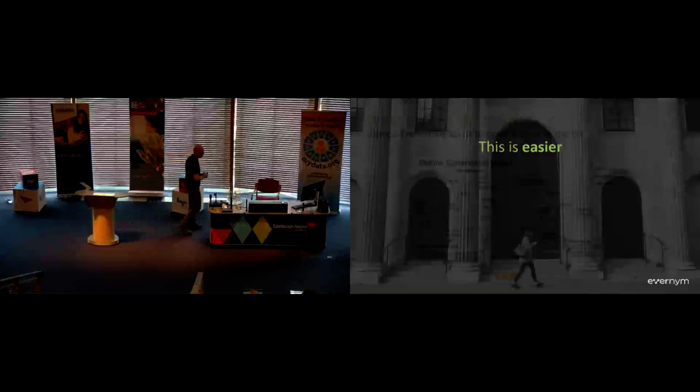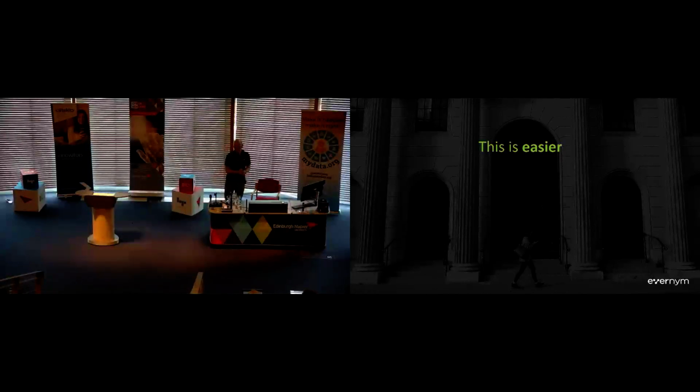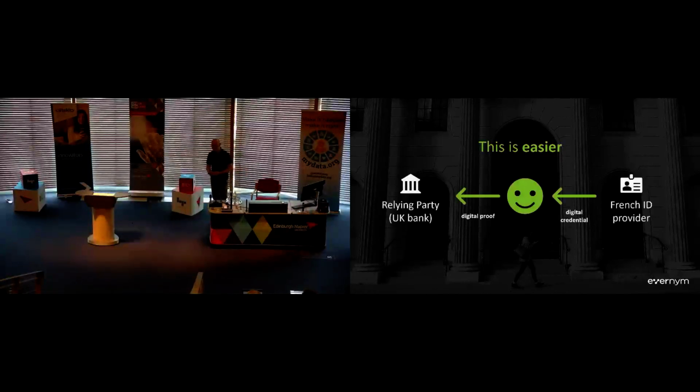Okay? Wouldn't it be good if you did something like this? The French identity provider gives the French citizen a digital credential. The French citizen comes to the UK and the bank says, "Who are you?" And they say, "Here, look, this is me." And that information can be verified instantly, and that person can be onboarded into that new bank in seconds, using information that is verifiably correct.